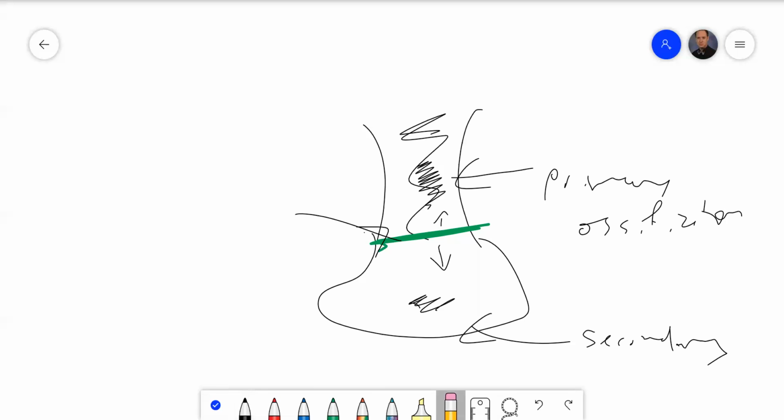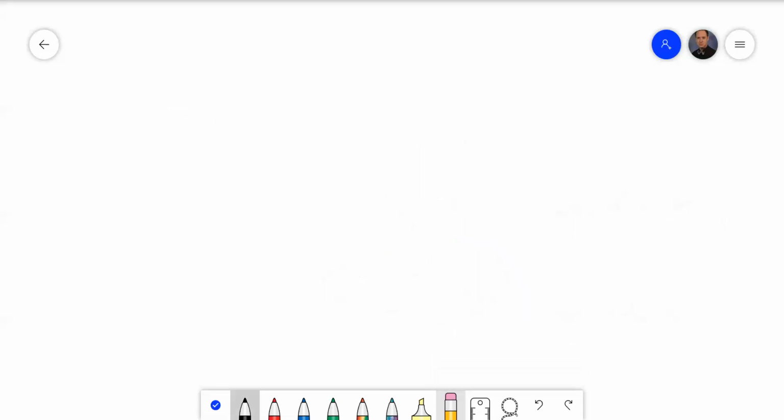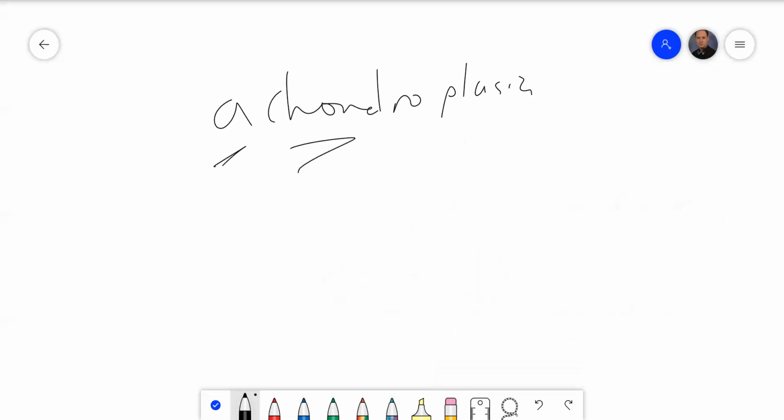Let's apply this. The word achondroplasia: A is without, chondro is cartilage. So we have a lack of cartilage growth here. Achondroplasia people are very short in stature because their bones, their long bones, stop growing sooner. Those growth plates seal because the cartilage doesn't grow very quickly. The head and the torso tend to be normal size because most of those bones form through intramembranous ossification. There's no cartilage involved.